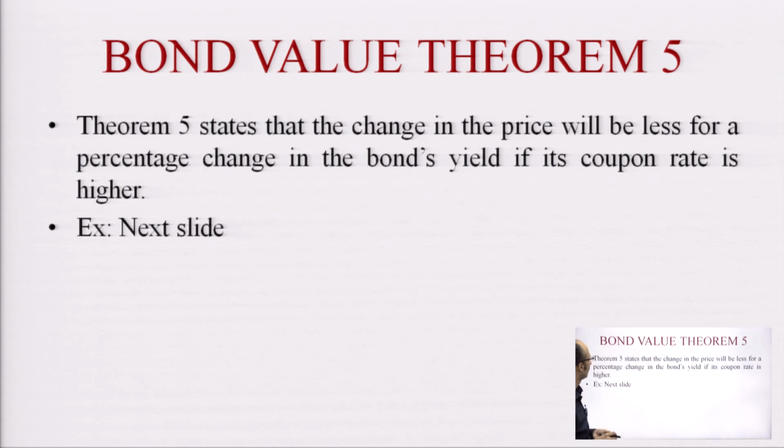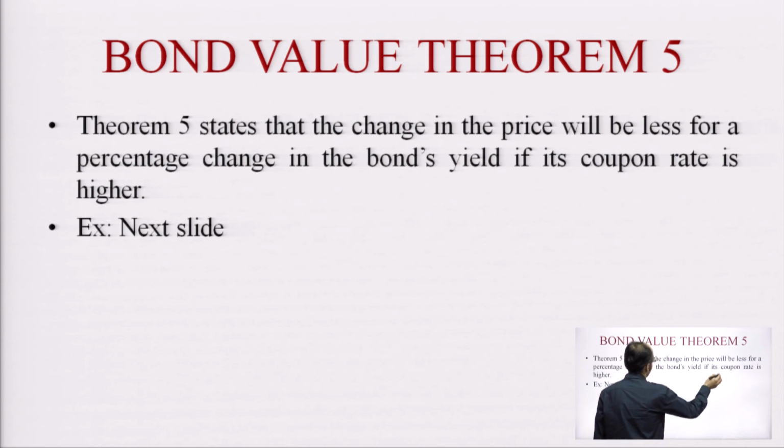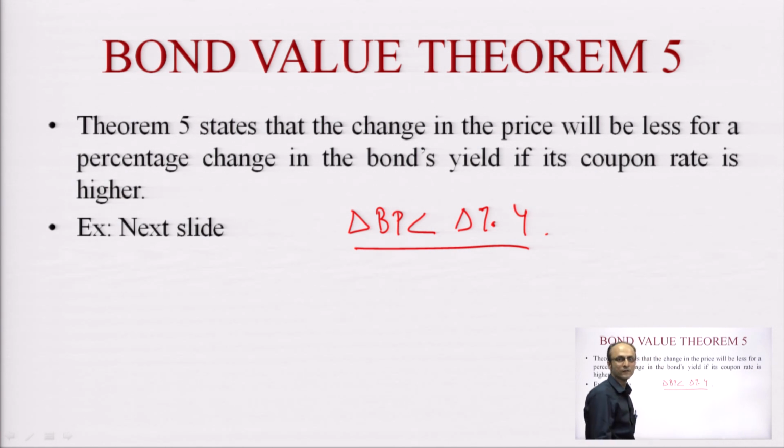Now we come to our theorem 5. Bond value theorem 5 states that the change in the price will be less for a percentage change in the bond's yield if its coupon rate is higher. What does this theorem try to tell us? This theorem tries to tell us that the change in the bond price will be less for a percentage change in the bond's yield. How can we understand this concept?